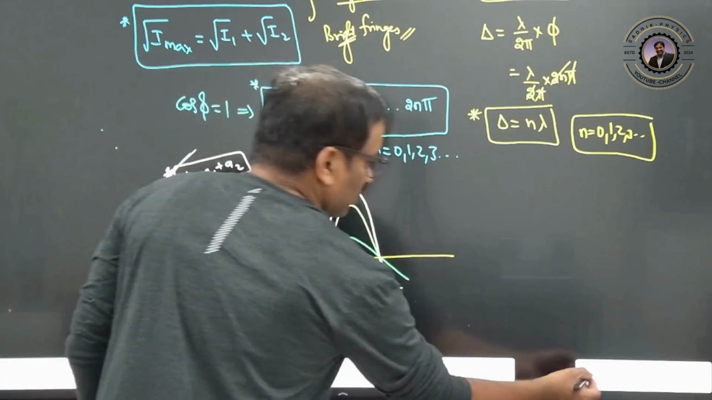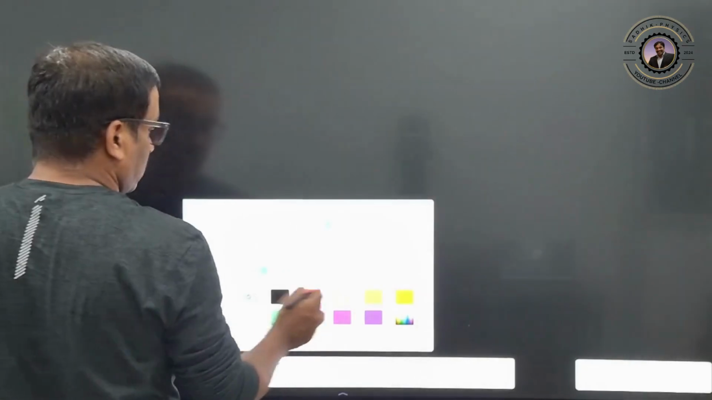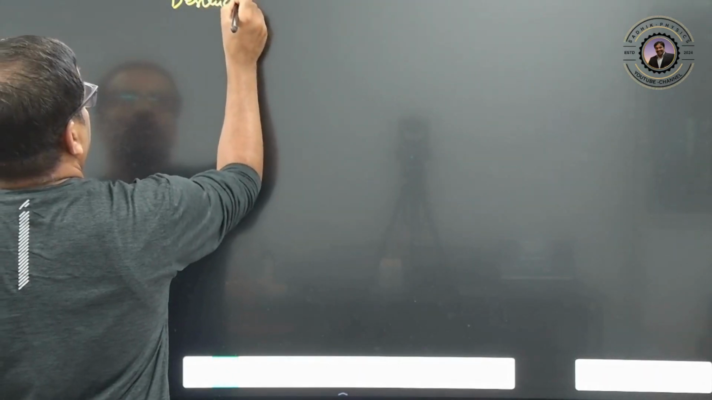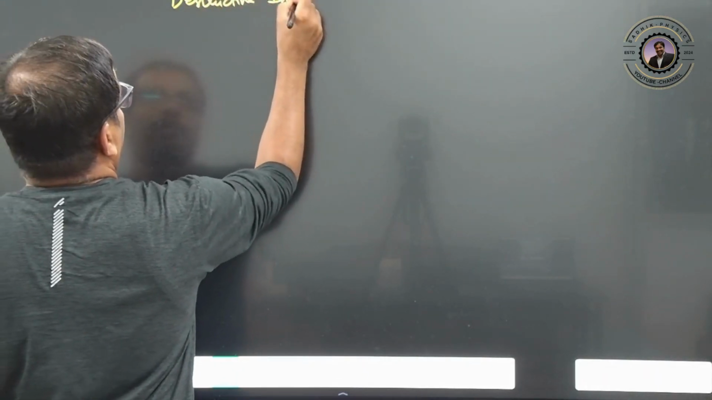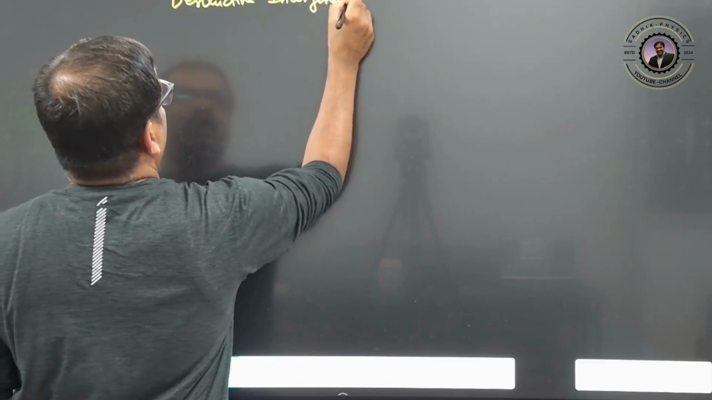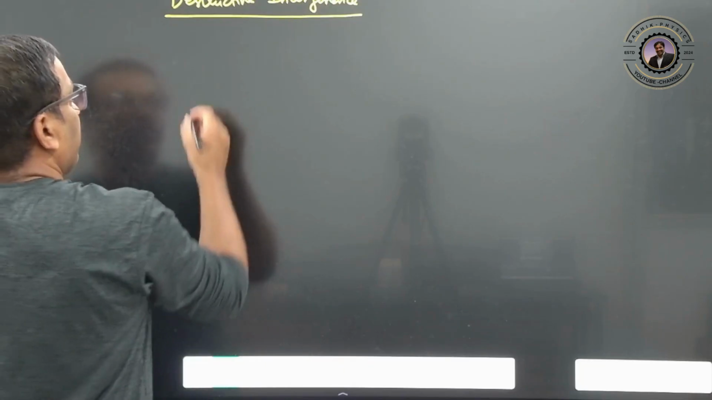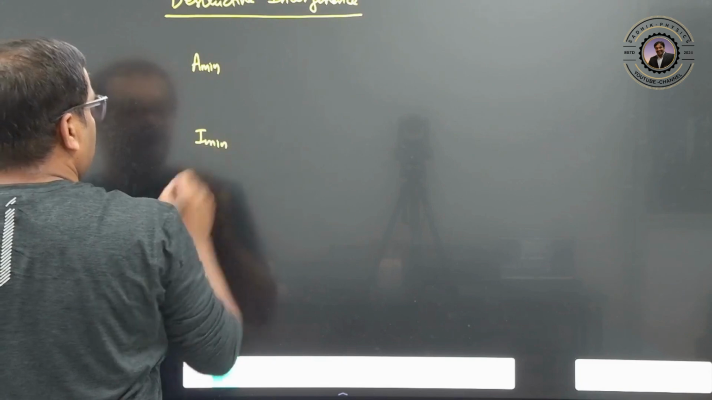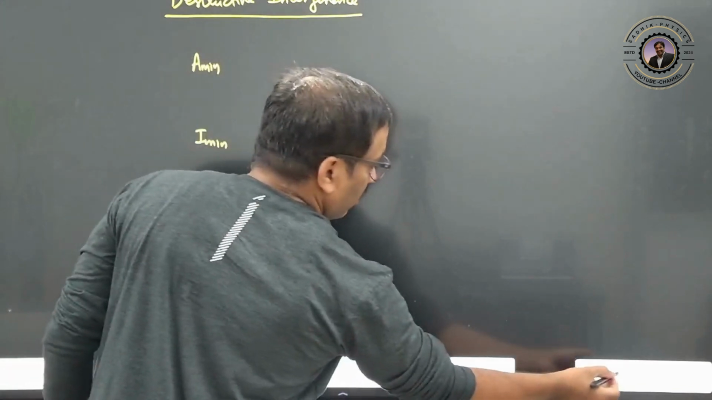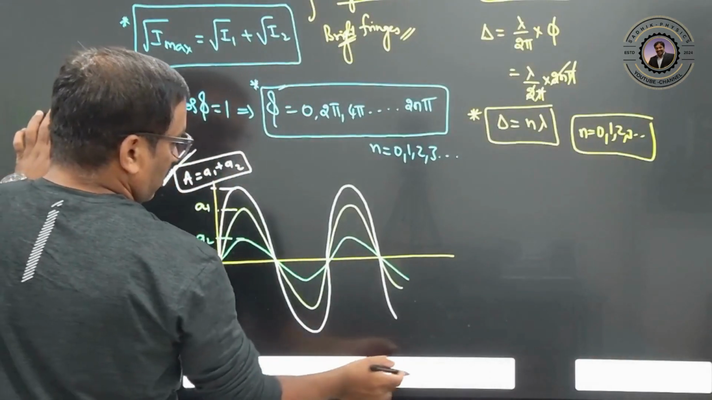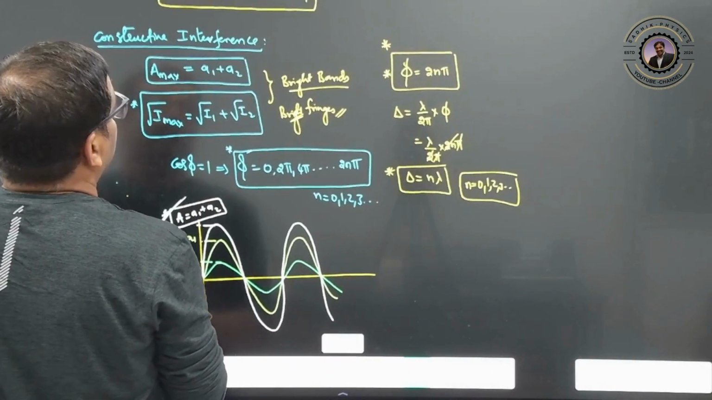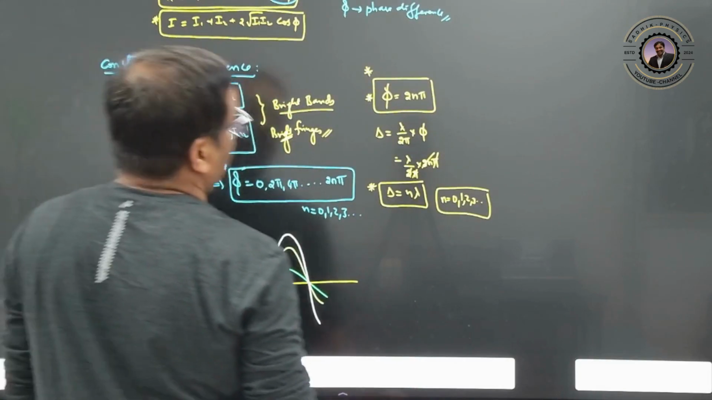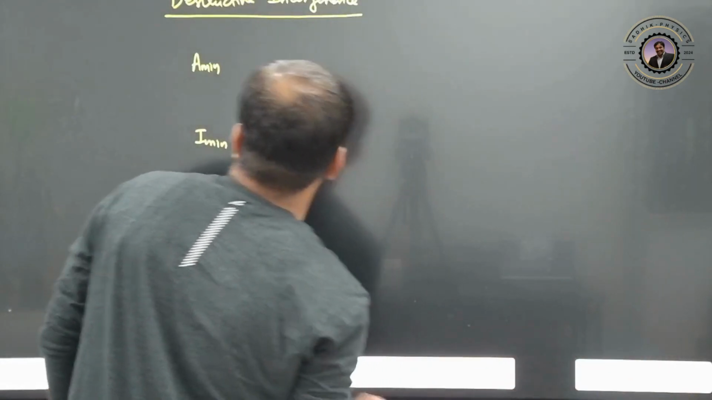Next, we are going to see destructive interference. Destructive interference means where amplitude is minimum, destruction has taken place, where intensity is minimum. When will it take place? When cos phi value will be minimum, at that time you are going to get it.